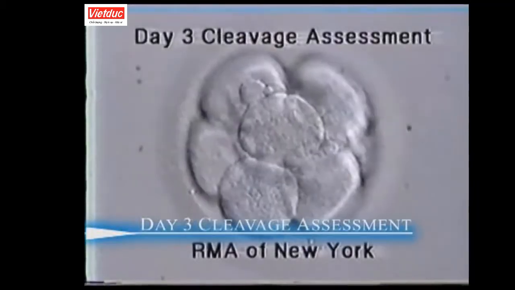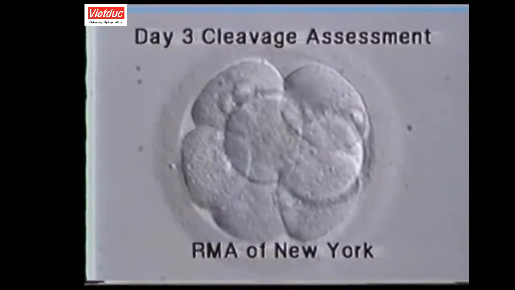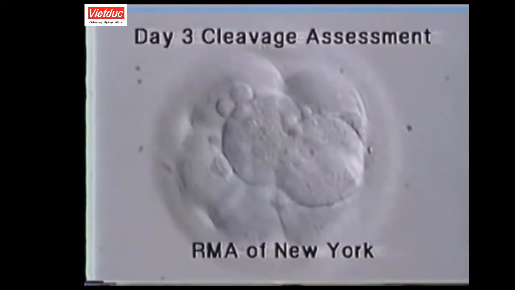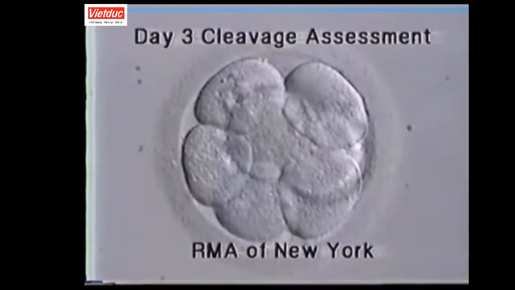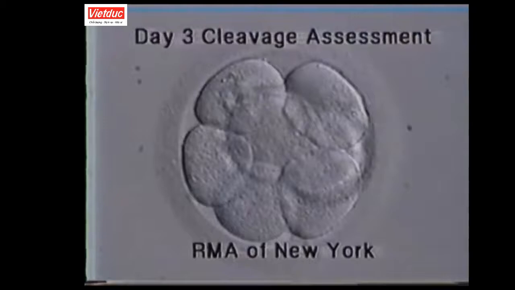On the third day after retrieval, an embryo will generally develop to the 6 to 8 cell stage. Based on the quality and number of available embryos, a determination is made as to whether a day 3 transfer will occur, or if extended culture to the blastocyst stage will be performed.